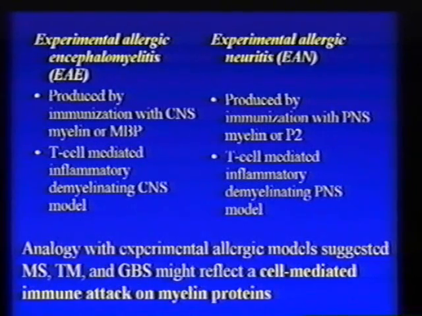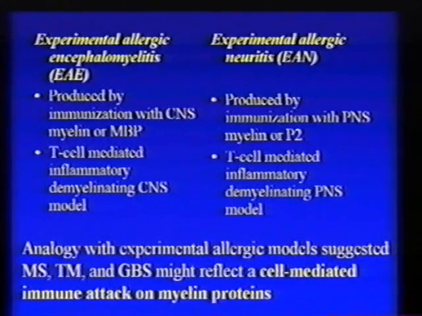The analogy with these experimental allergic models suggested that perhaps MS, transverse myelitis, and Guillain-Barre syndrome might all reflect a cell-mediated immune attack on intrinsic myelin proteins of the tissue of interest, the CNS in the case of MS and transverse myelitis, the peripheral nervous system in Guillain-Barre.